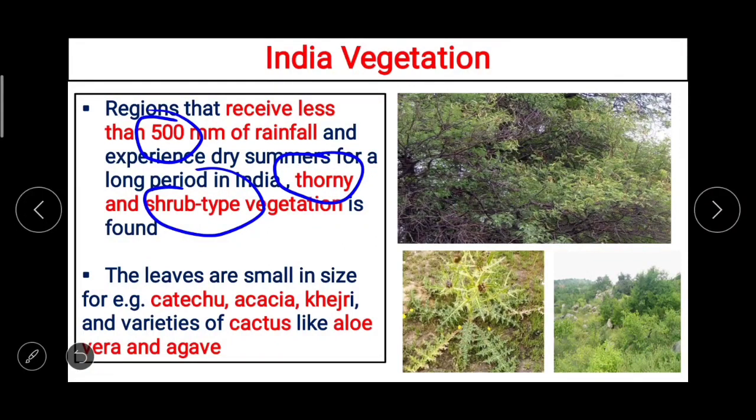For examples you can see caoutchouc, then acacia, khezri, and varieties of cactus like aloe vera and agave.